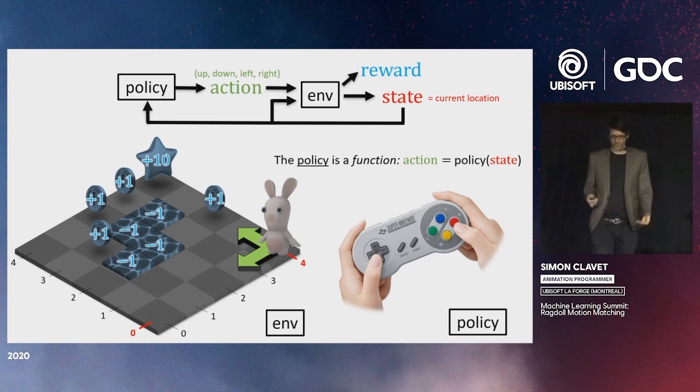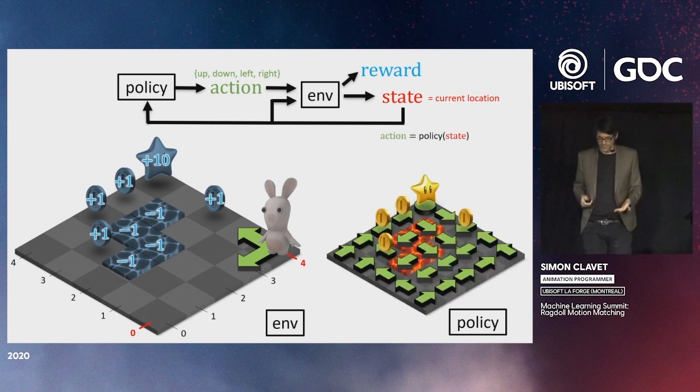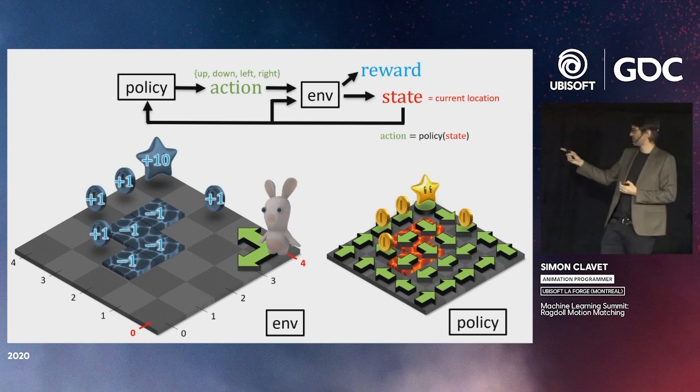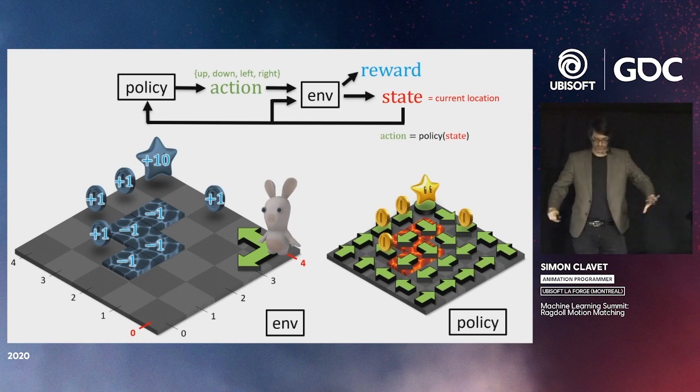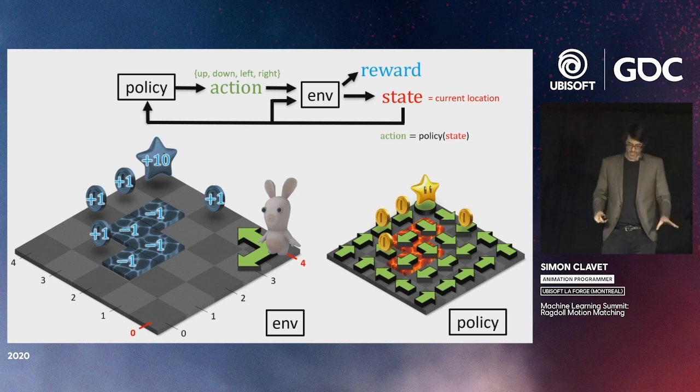So a policy, what is a policy? It's these arrows. So this is one possible policy. The policy would be like just arrows there on the floor that tell you when you're in this state, go in this direction.